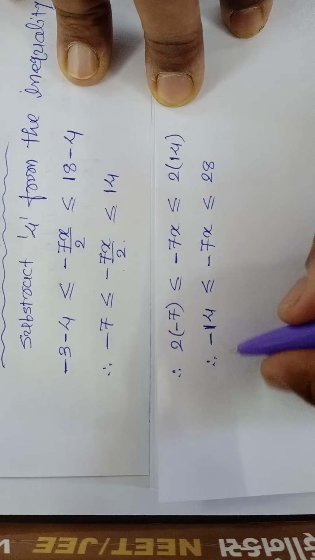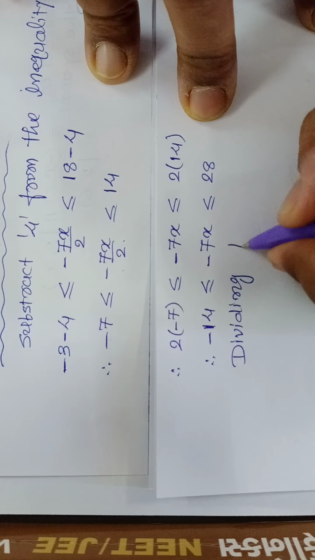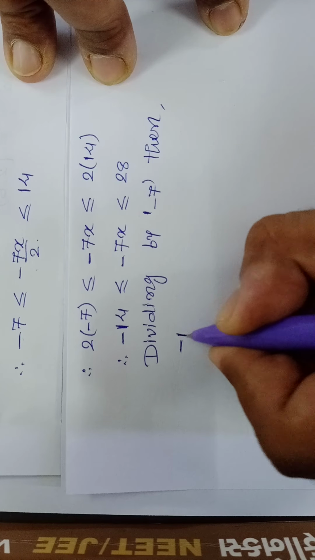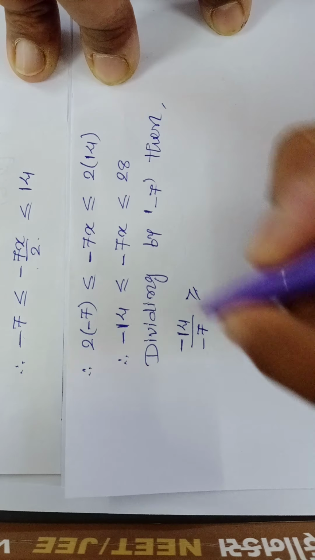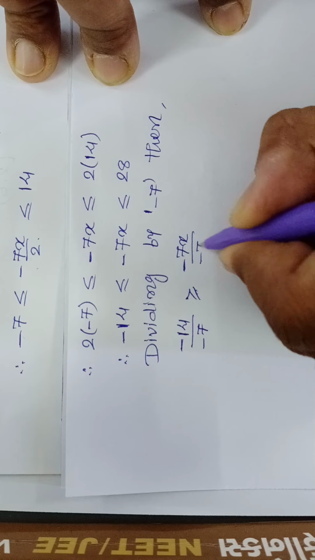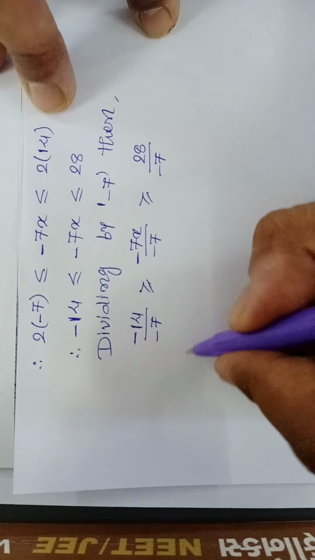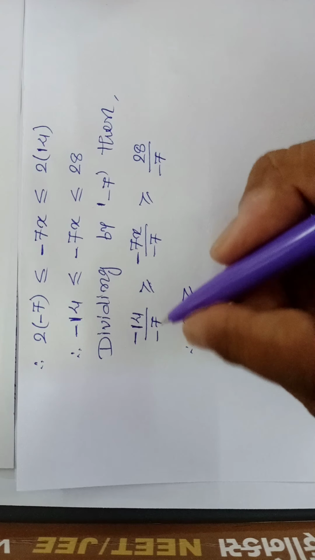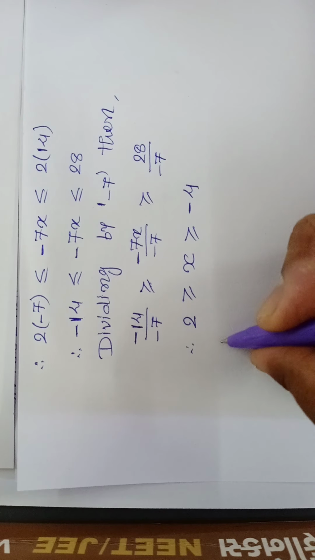Now what to do? Now dividing by minus 7. Now when dividing by a negative sign, the inequality must be changed, my friend. So minus 14 divided by minus 7, and now the inequality will change: greater than or equal to minus 7x by minus 7, greater than or equal to 28 by minus 7. Right? Now this is 2, negative negative positive, greater than or equal to x, and is greater than or equal to minus 4, but we may write in that order.